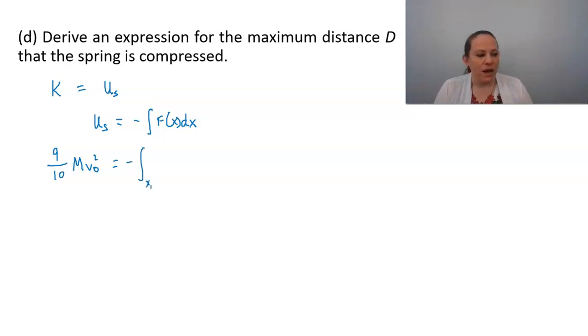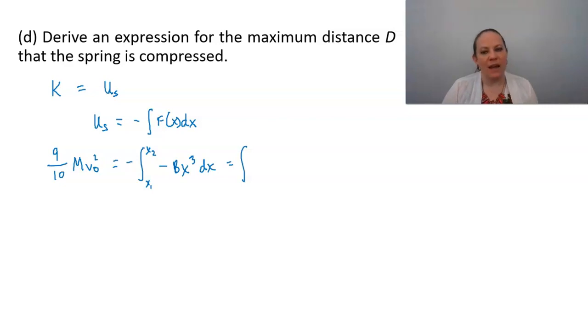from x1 to x2 of negative b x cubed dx, which will pull the negative from inside the integral outside. Negative of a negative is a positive. So we'll integrate from the first position to the second position of b times x cubed dx. And now, in the next step, we'll go ahead and talk about the proper limits of integration.